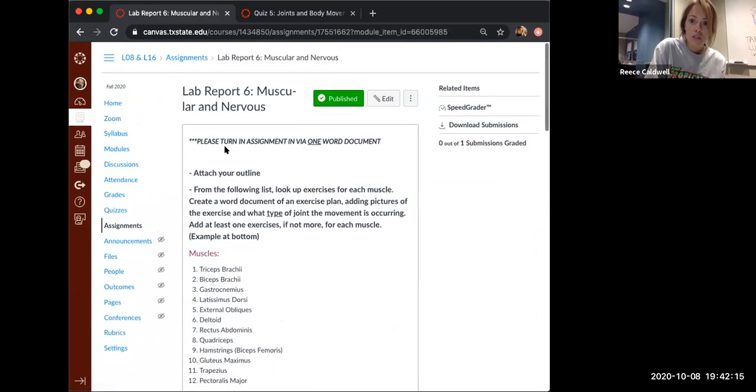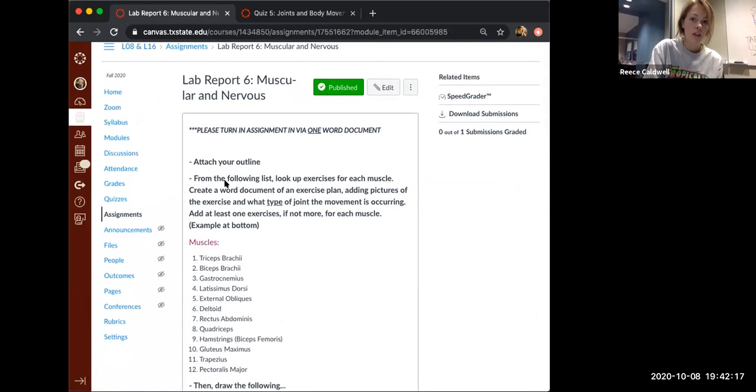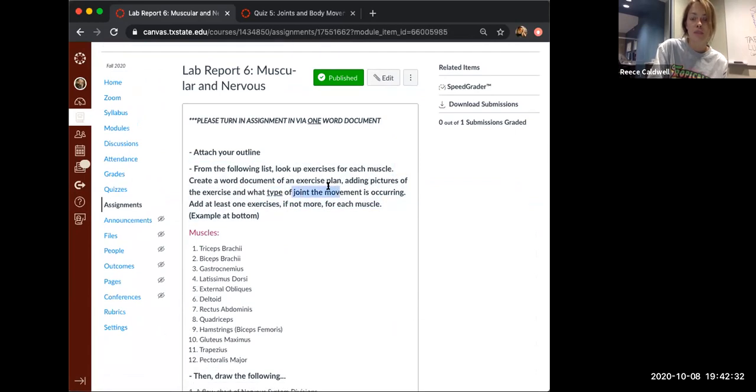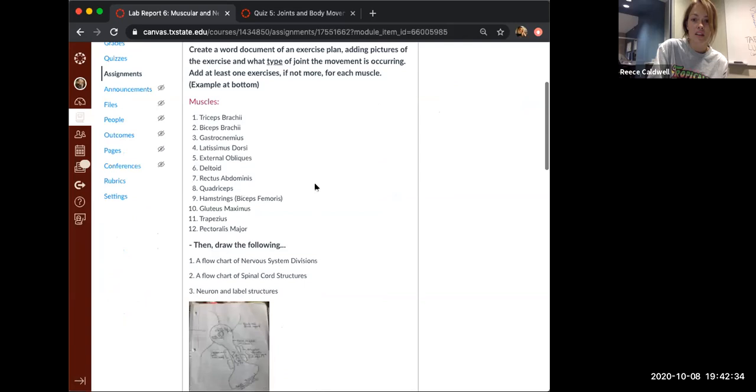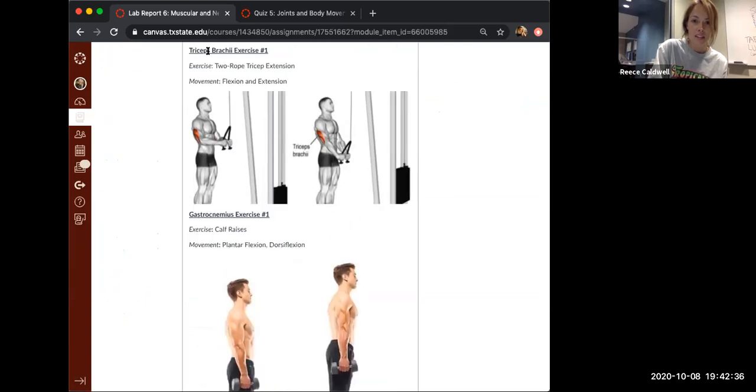So what I'm gonna have you do is attach your outline as usual. And then from the following list, I want you to look up exercises for each of these muscles, 12 of them. Create a Word document of an exercise plan, adding pictures of the exercise and that should say what type of movement is occurring. So the example I have here is like, look up the triceps brachii, look up an exercise for it online, and then just talk about the movement, flexion and extension is what's going on there.